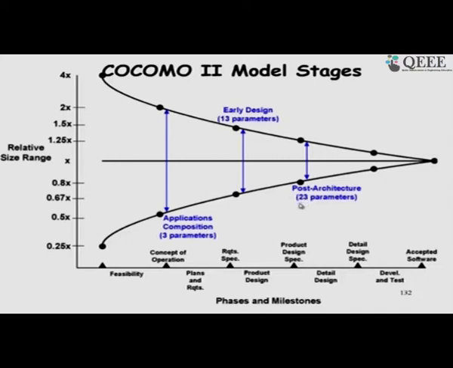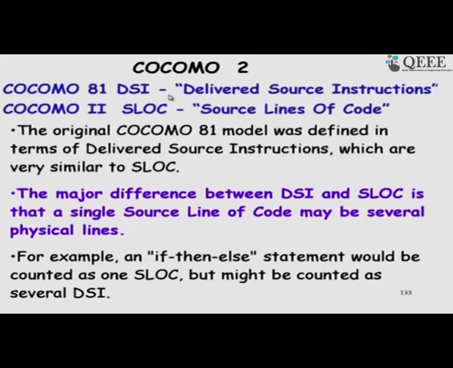So, we consider here 23 parameters in the post architecture model, and we get highly accurate estimate. So, in the post architecture model, we consider the source lines of code. Earlier in 81, COCOMO 81, it was DSI, or the delivered source lines of instruction. So, we just counted the number of lines, but here the programming languages have changed, and a single source line can span many physical lines.